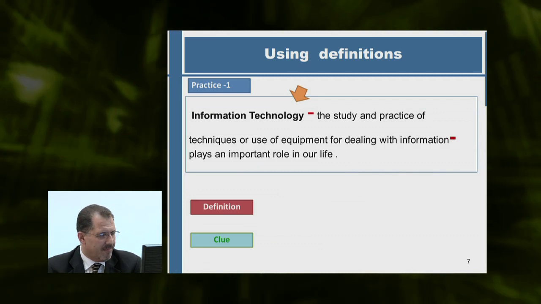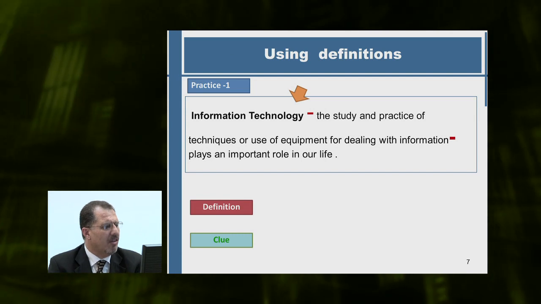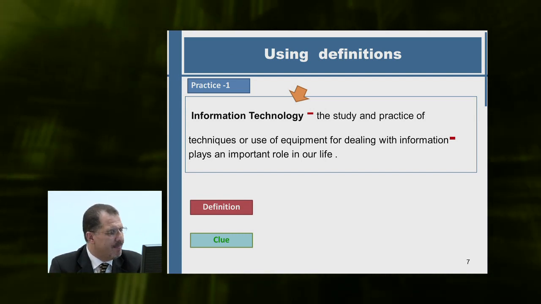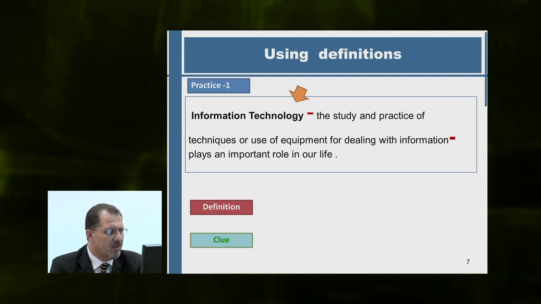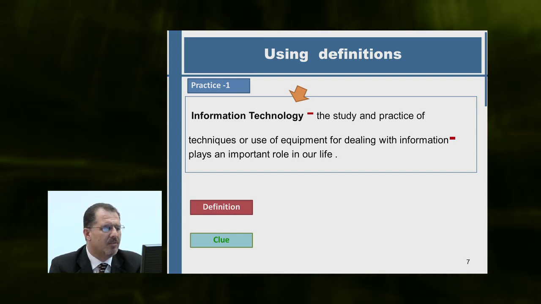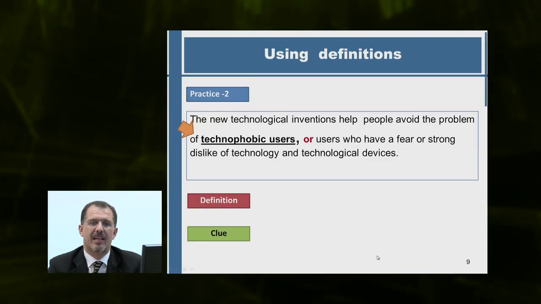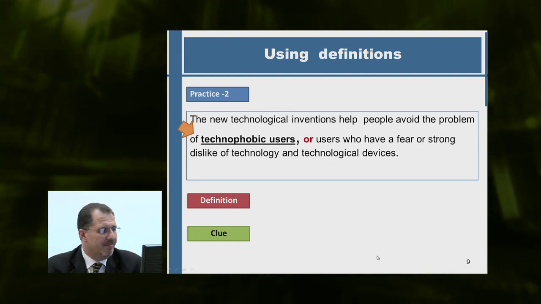Practice 1. Let's talk about this practice. Information technology, the study and practice of techniques or use of equipment for dealing with information, plays an important role in our life. Okay, so here what's the meaning of information technology? It's the study and the practice of techniques or use of equipment for dealing with information. We can conclude this definition from the clue dash. Now let's have another example.